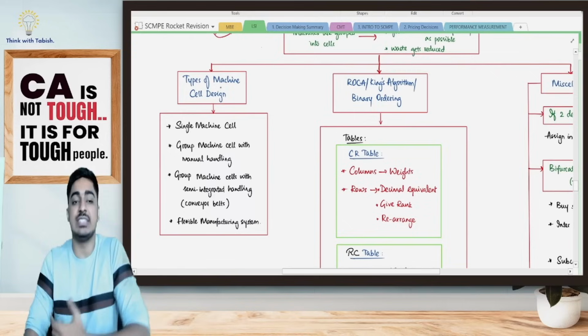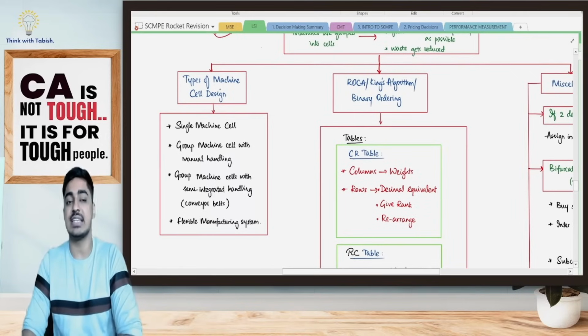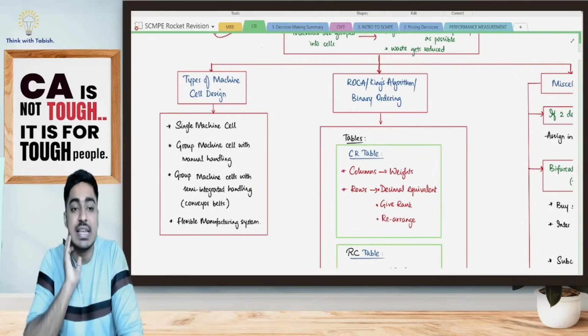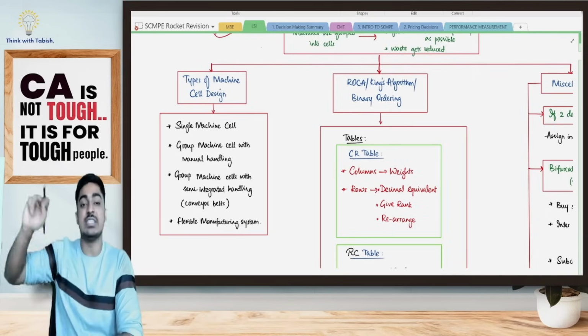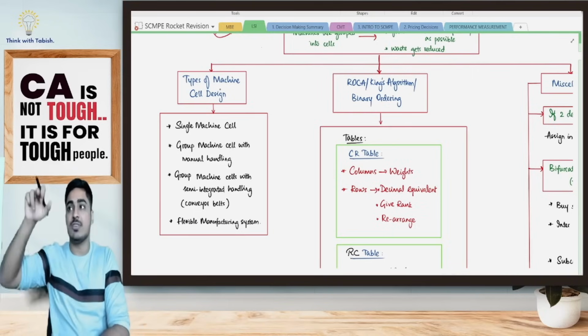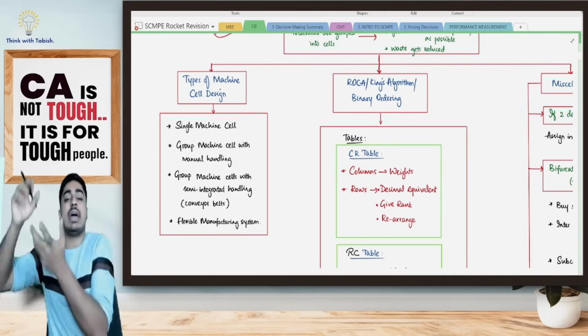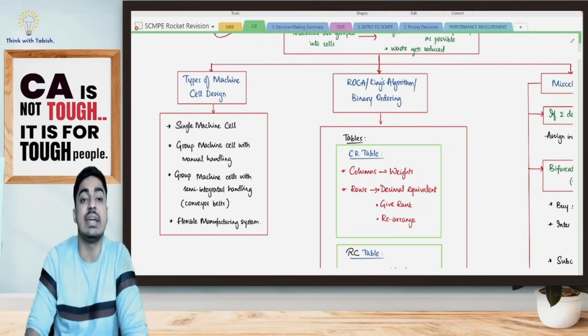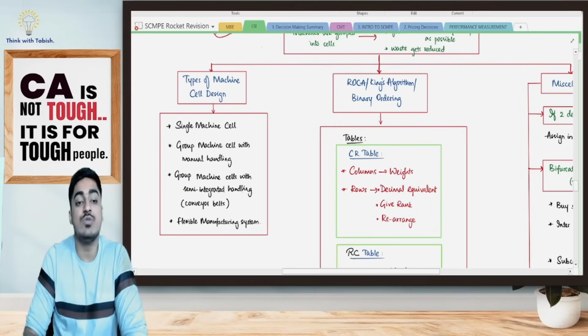Firstly, types of machine cell designs. Different type of machine cell designs. Firstly, single machine cell. I'm telling my single machine itself is constituting a cell. Again, I'll be having a group machine cell with manual handling. Many machines are there which are forming a cell. However, manually I'm handling the goods. Okay, or else group machine cells with semi-integrated handling, wherein I'm using conveyor belt.